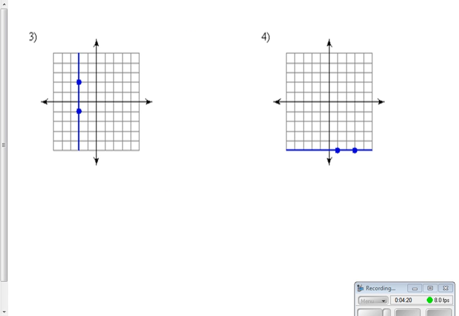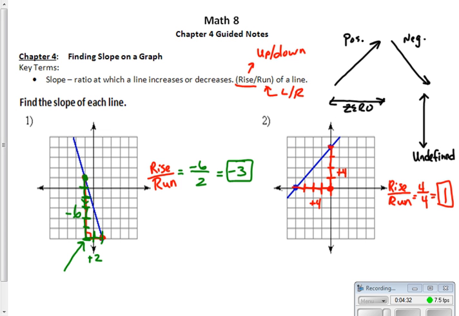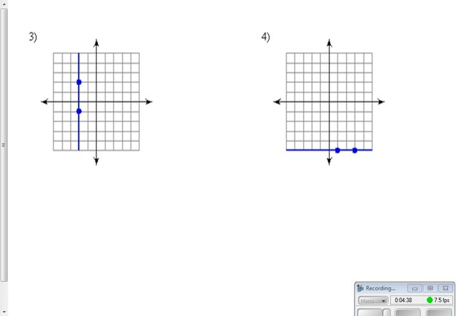Example 3, if we look at example 3, that is a vertical line. And as we mentioned back in that previous slide, and that you probably already wrote down on your paper, the vertical line here has that undefined slope. So we don't really have to do any figuring here. We can look at it. It is vertical. The slope is undefined.